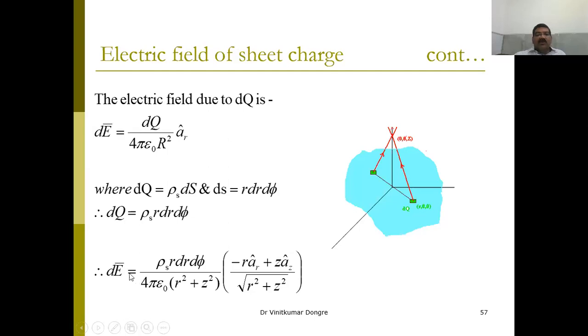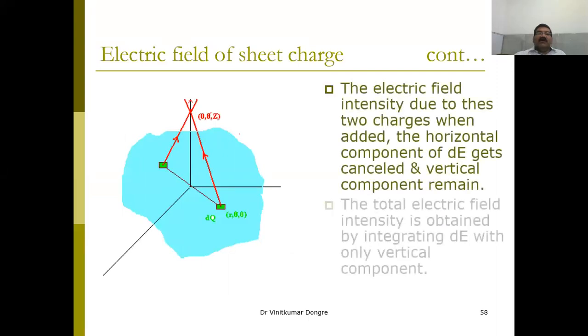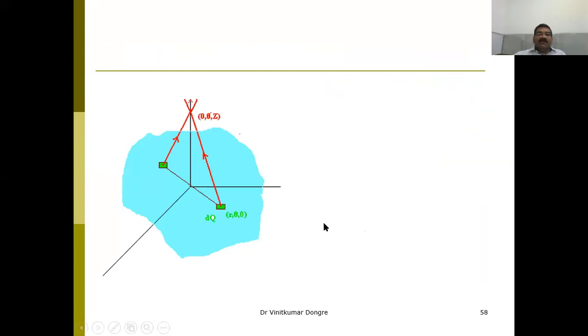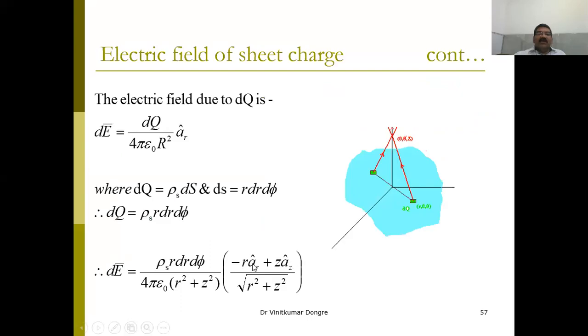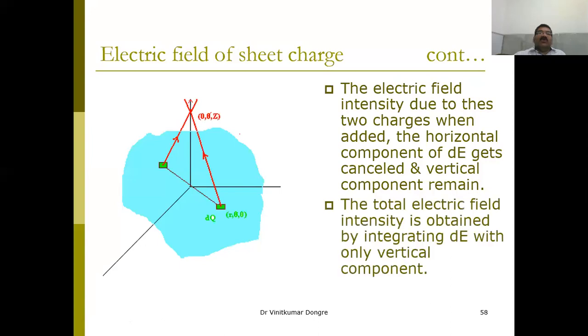So same thing you put, that is dE. Okay, so this is due to the one point charge. Another point charge you can take, and the vertical and the horizontal component will get cancelled this way. So the total electric field intensity is obtained by integrating dE with only a vertical component. Whatever the horizontal components are, they will get cancelled. So we can go further.